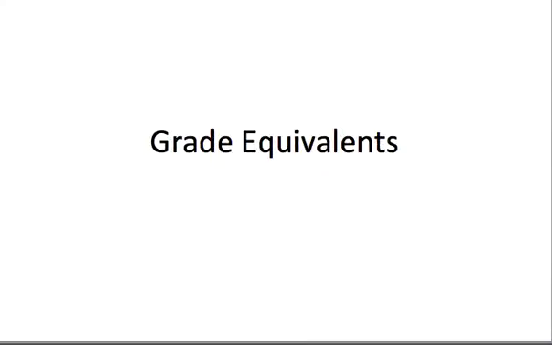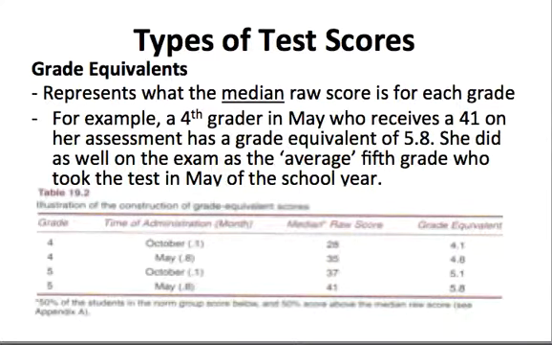Another common type of score that you will come across, even though they try to get rid of these things all the time because they're very confusing, are grade equivalency scores. This one we talked about over the weekend. Grade equivalencies again represent the median raw score for each grade. There are two values: the value to the left of the decimal, and the value to the right of the decimal.